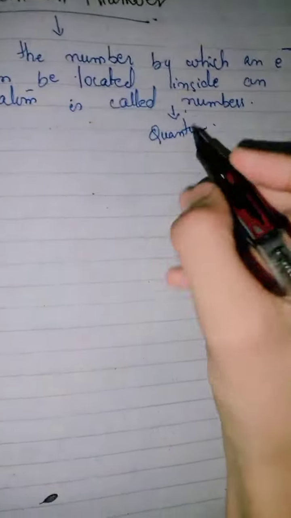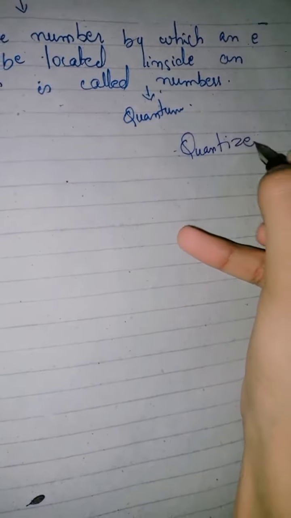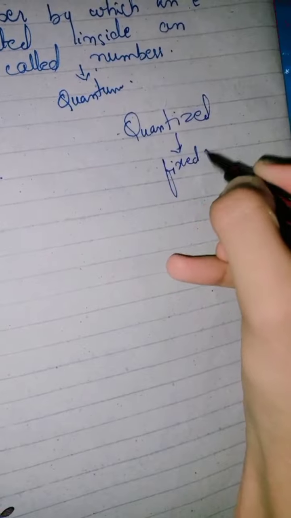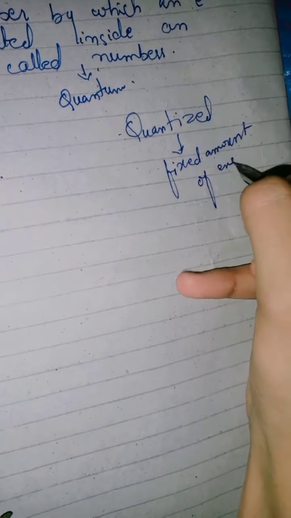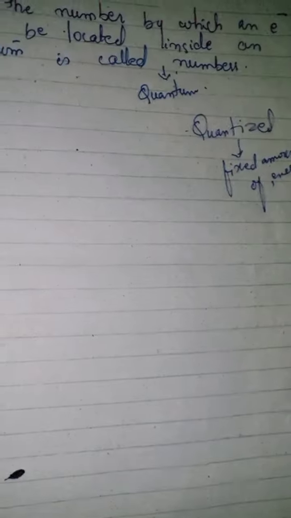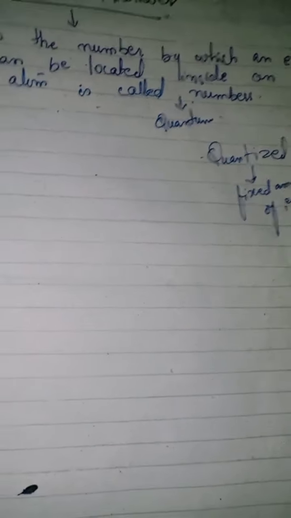What does it mean? What is meant by quantized? Quantized basically means a fixed amount of energy. Fixed amount of energy, we say quantized. So energy is present in an orbital, so we can say that orbitals are quantized.